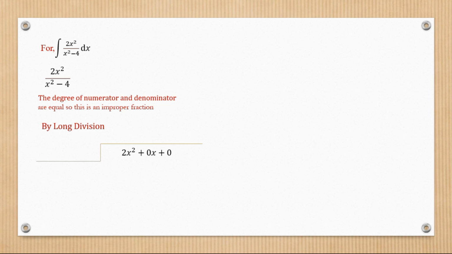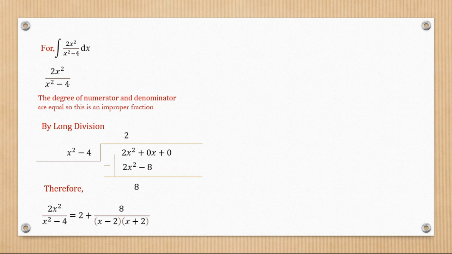So we have 2x squared plus 0x plus 0, and we divide it by x squared minus 4. As you can see, 2x squared divided by x squared is 2. So 2 times x squared minus 4 is 2x squared minus 8. Subtract that, and we'll have a remainder of positive 8. And why is that? It's because 0 minus negative 8 is like 0 plus 8, which is 8. Then the rest just cancel. So therefore, our mixed fraction shall be equal to 2 plus 8 over (x minus 2)(x plus 2). Remember that this x squared minus 4 is the difference of two squares, so it can be expressed this way.